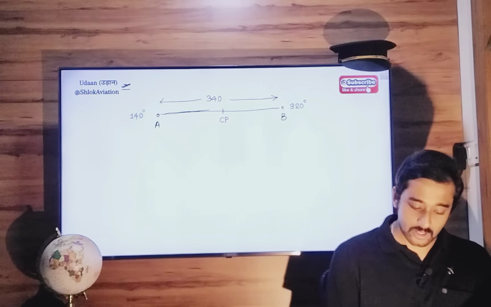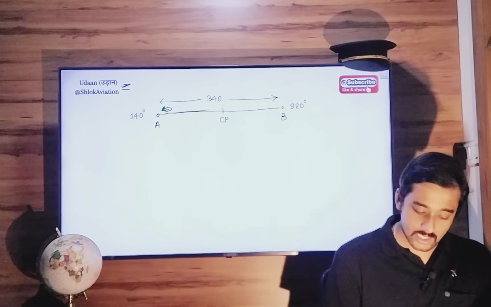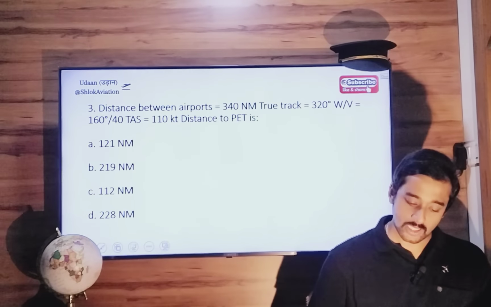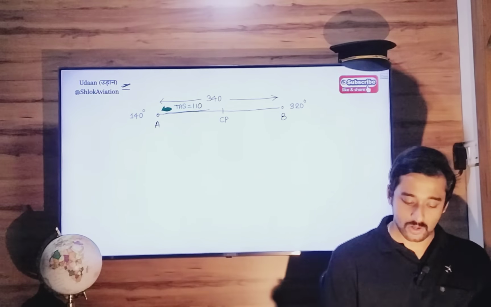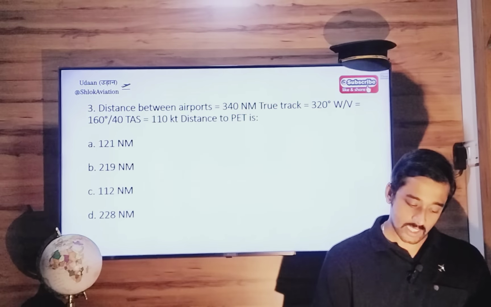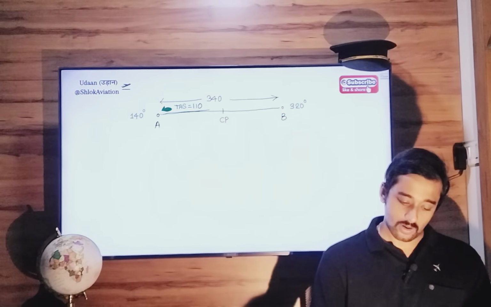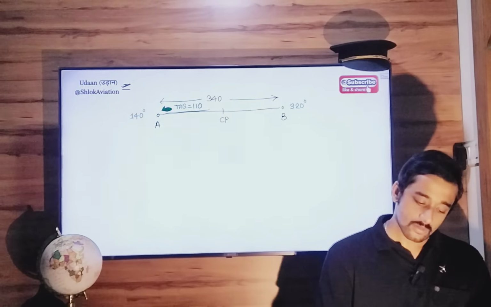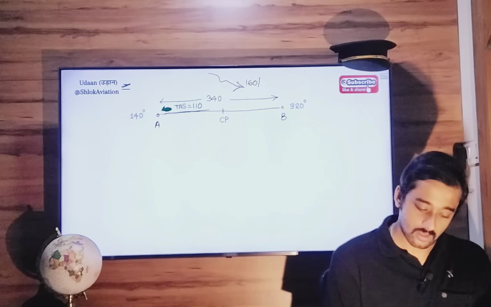Reciprocal track or homebound track is 140. Aircraft flies outbound at a TAS of 110 knots. Winds are coming from 160 at 40. That means winds are coming something like this.